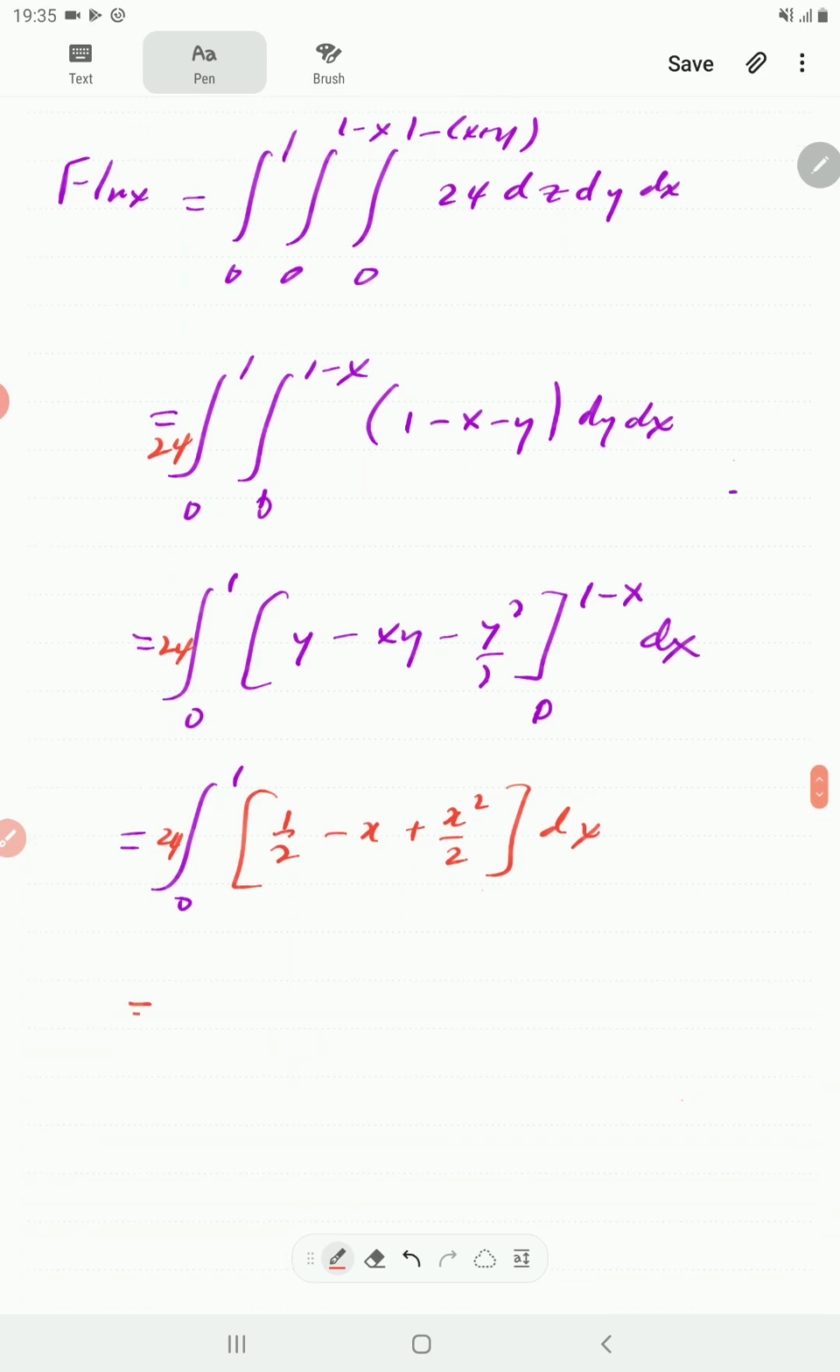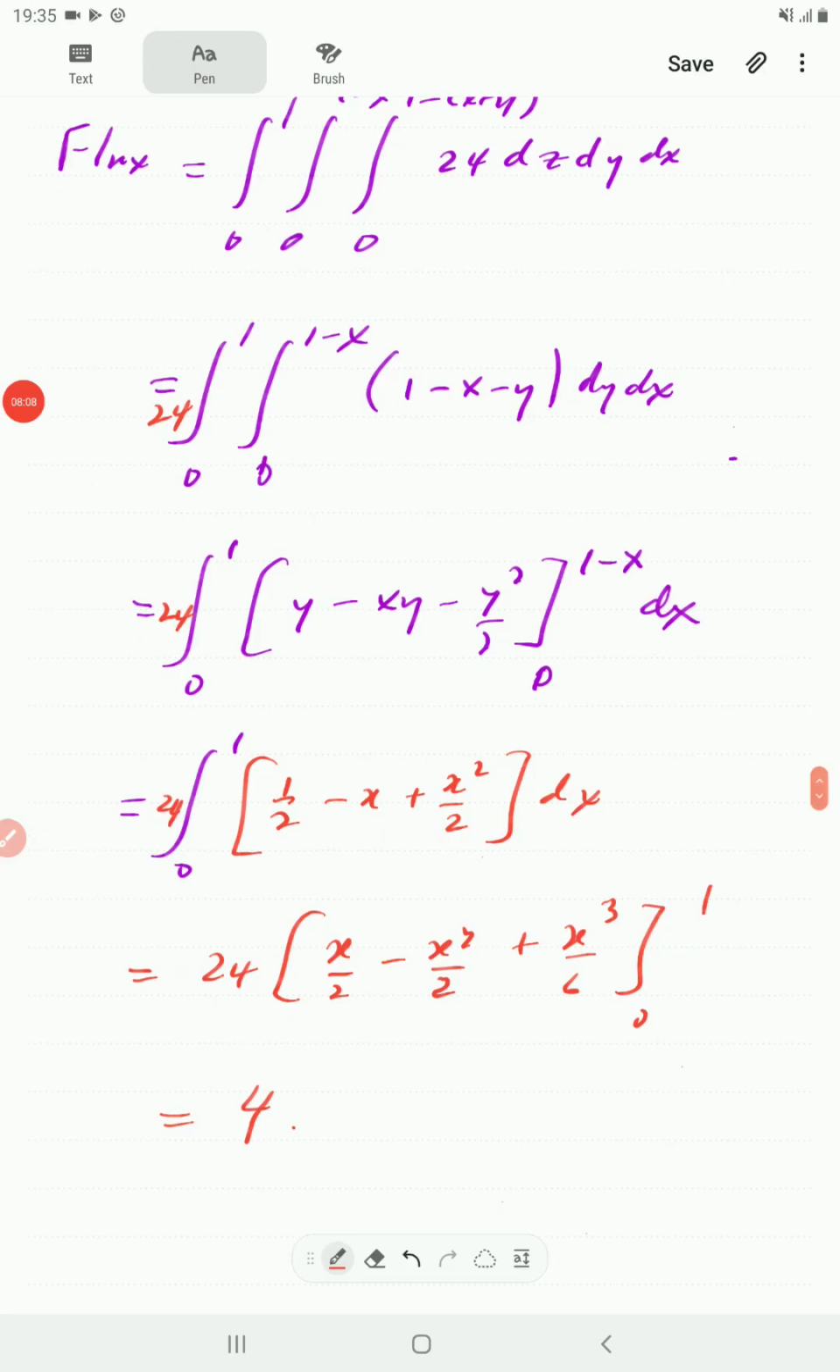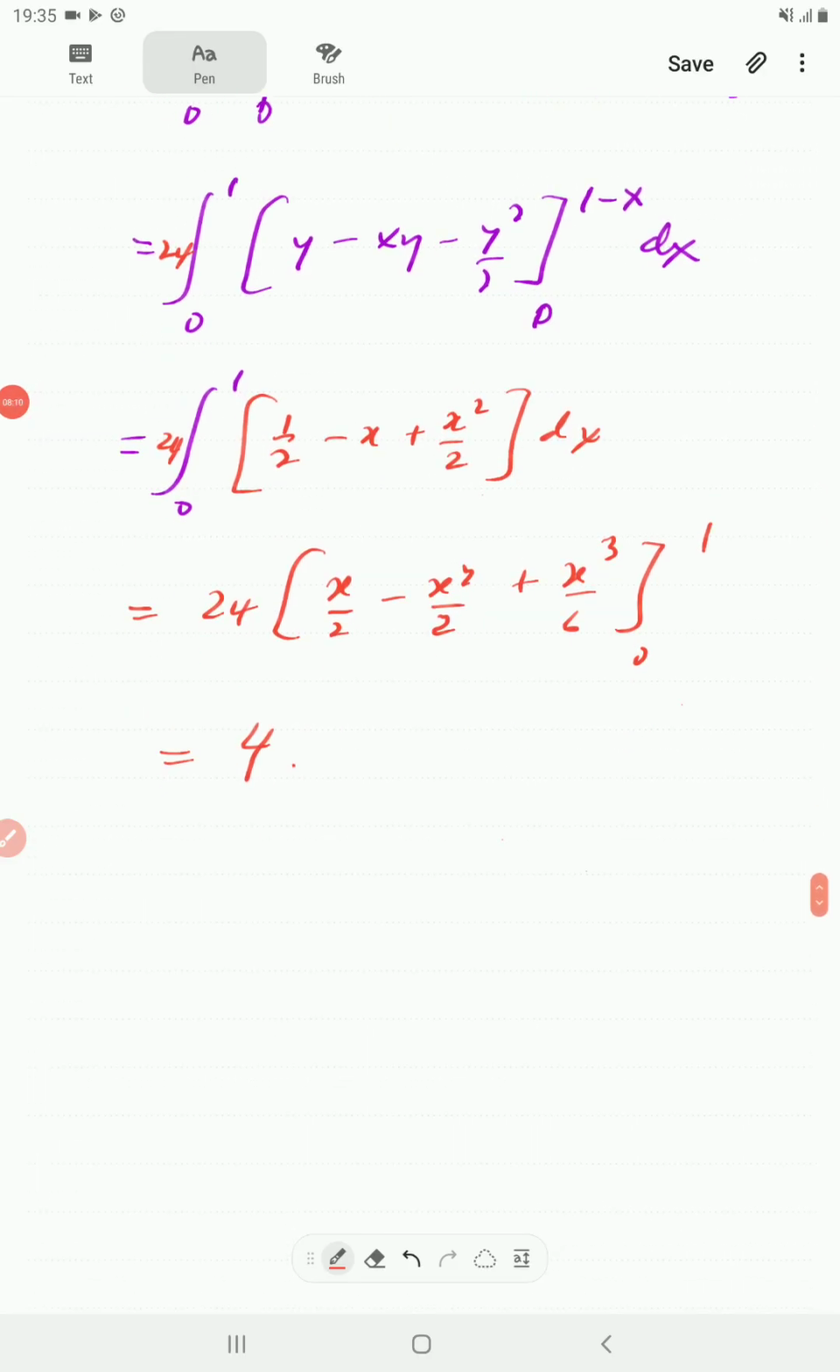Then we do the last round of integration. Going to give us 24 into x over 2 minus x squared over 2 plus x cubed over 6, from 0 to 1. And our final answer is going to be 4. So that's the flux of f through that closed surface.